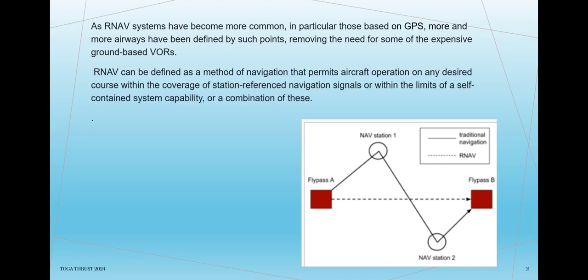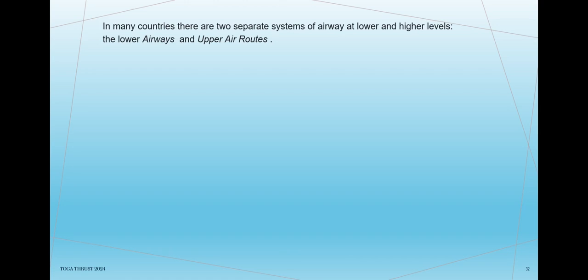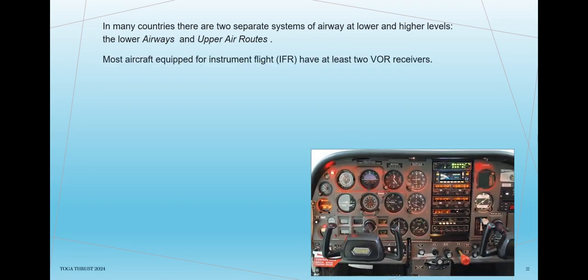RNAV can be defined as a method of navigation that permits aircraft operation on any desired course within the coverage of station-referenced navigation signals, or within the limits of a self-contained system capability, or a combination of these. In many countries there are two separate systems of airway at lower and higher levels, the lower airways and upper air routes. Most aircraft equipped for instrument flight, IFR, have at least two VOR receivers.